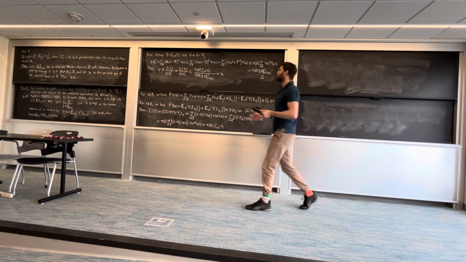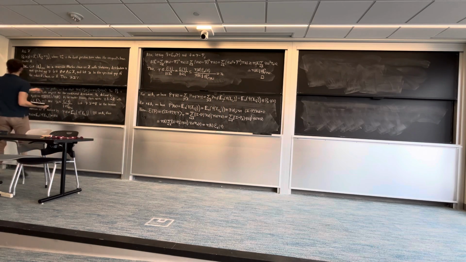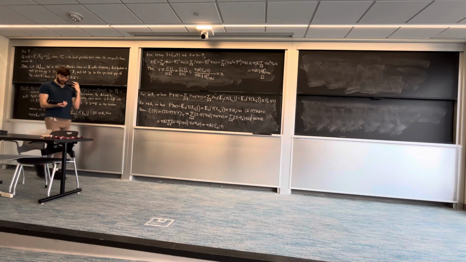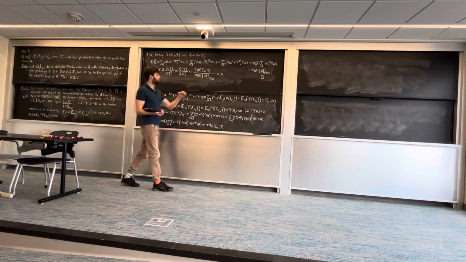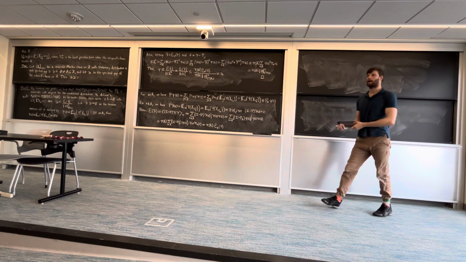Okay, so I guess the punchline here is that this gives us a way of bounding the spectral gap gamma that we might care about from above by restricting to an induced chain that might be easier to look at.